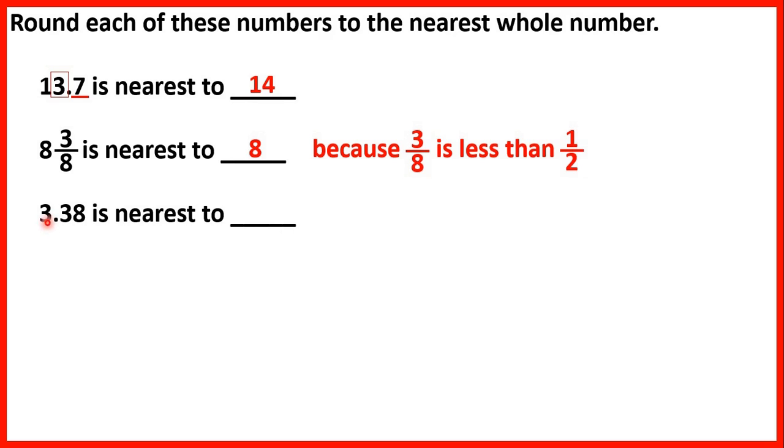Now we have 3.38. Again, when we're rounding to the nearest whole number, we find our ones digit, so the digit before the decimal point, and look at the digit after the decimal point. This time it's a 3, and if it's 4 or less, we round down. So the 3 stays the same, which means that 3.38 is nearest to 3.